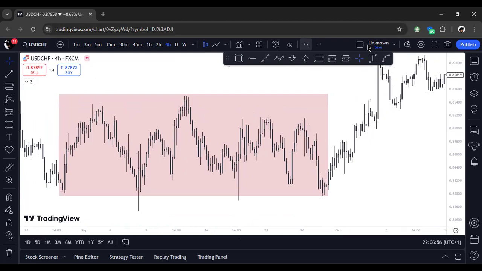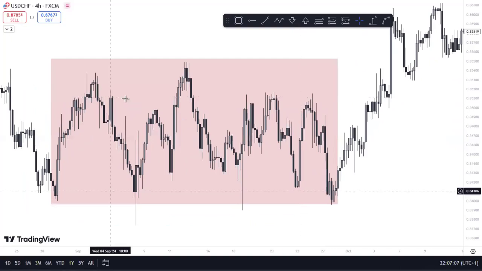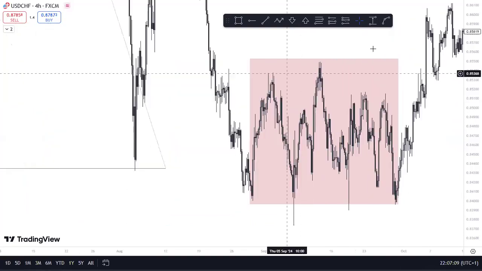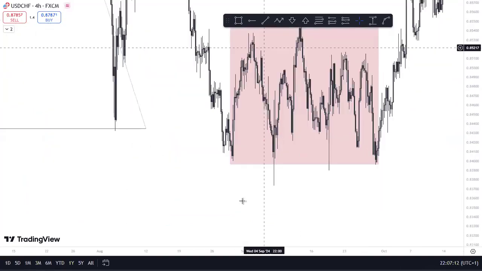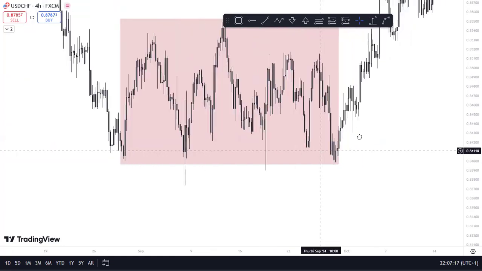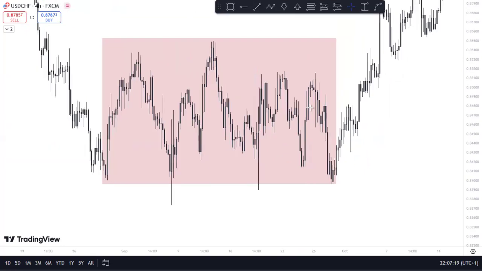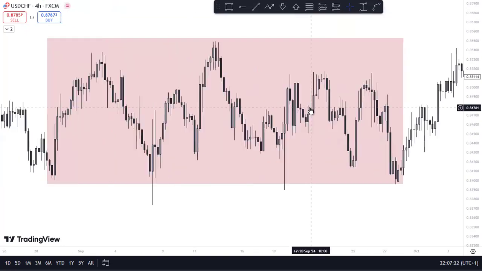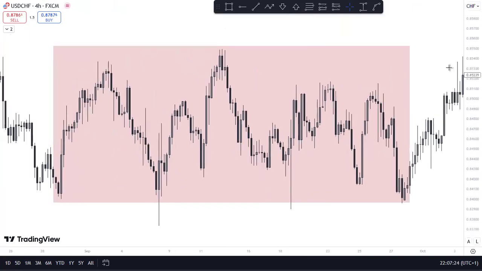Okay, let me increase my size. So the market was accumulating within this range. Yes, it broke out of the range. Most times, the market will break out of the range, but that's why you have to understand candlestick anatomy. I'm very sure a lot of you already know your candlesticks properly, the different types like hammer and so on. It's still important to know.